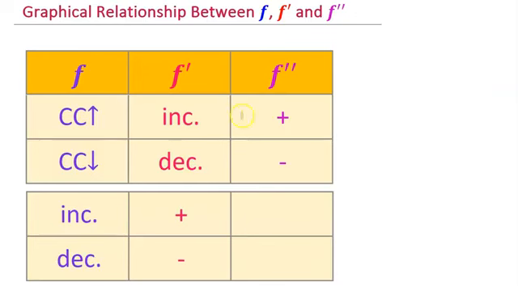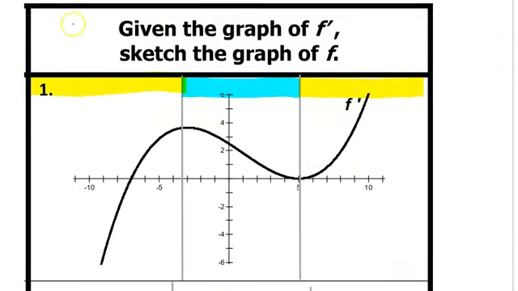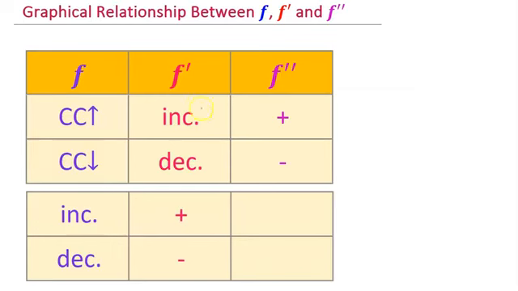But looking back at the chart, remember, anywhere f prime is increasing, that means the original function f is concave up. If f prime is decreasing, the original function f is concave down. So, function f will be concave up in this interval, concave down in this interval, and concave up in this interval.